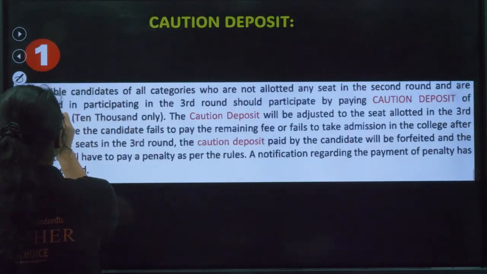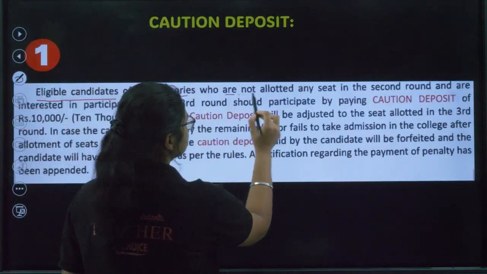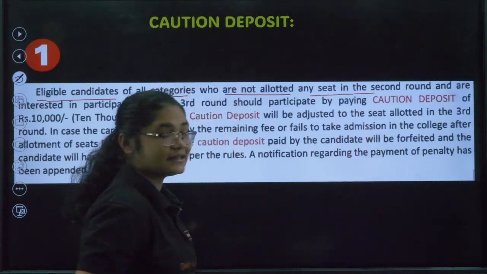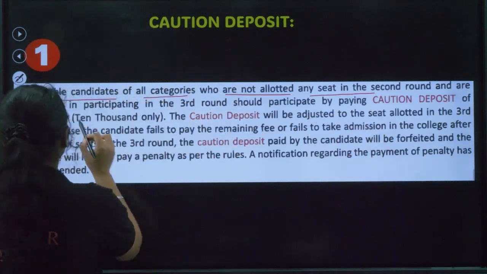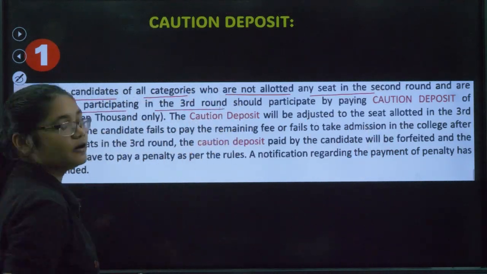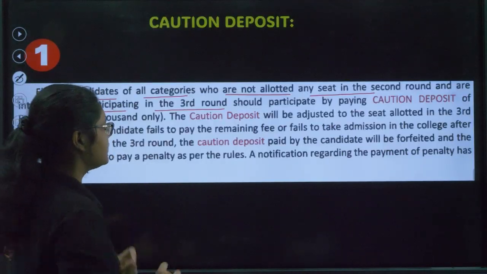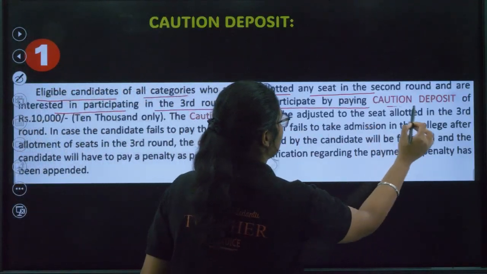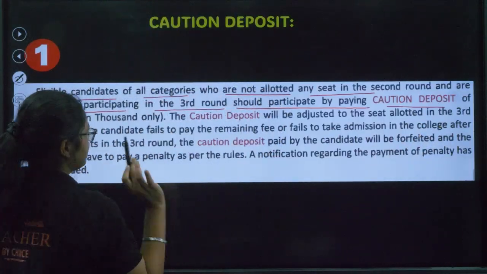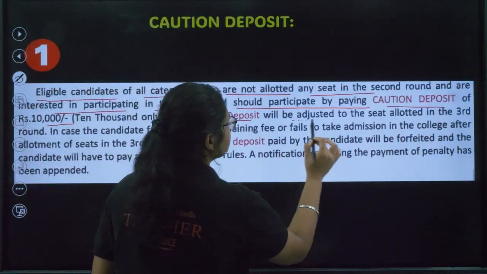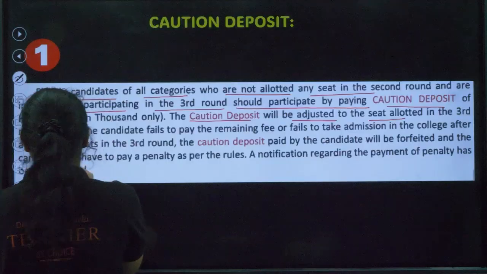Eligible candidates of all the categories who are not allotted any seat in the second round, and are interested in participating in the third round. You were not allotted any seat in second round. You want to participate in the third round, should participate by paying a caution deposit of rupees 10,000. The caution deposit will be adjusted to the seat allotted in the third round.